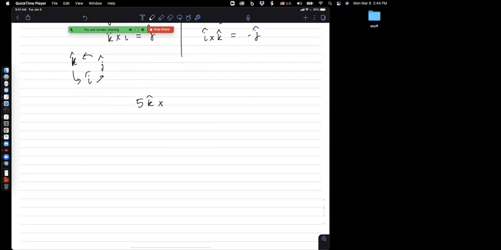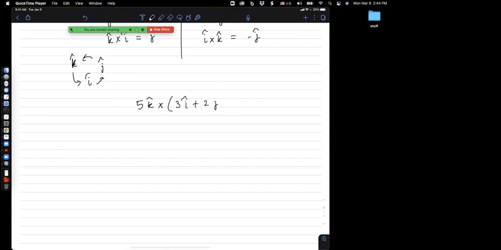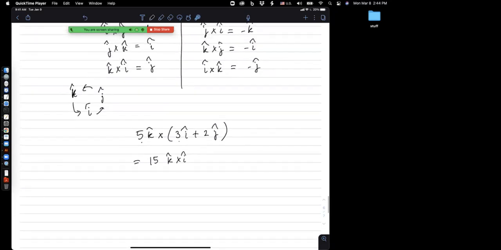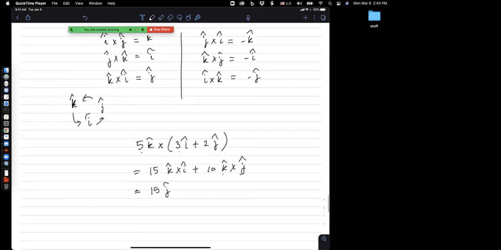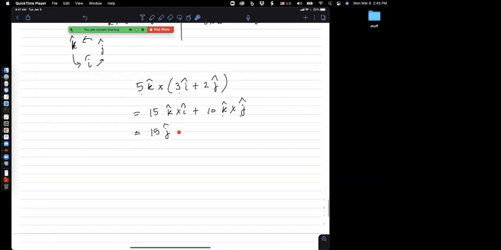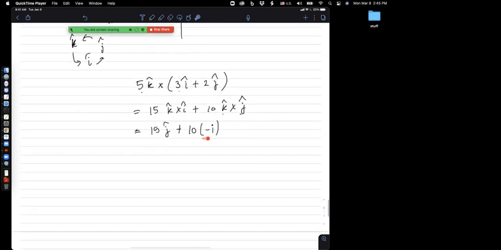Let me just do that now. 5k cross, what was it? 3i plus 2j is basically 5 times 3 is 15. And then we have k cross i. k cross i is in the correct cyclic order. You go i, j, k, i. So this is basically going to be a j. And then you go plus 10 k cross j. So this is basically 15j. And then k cross j is the opposite, sort of backwards. So it's a minus i. Okay, so that's basically the same thing that we got here, 15j minus 10i.